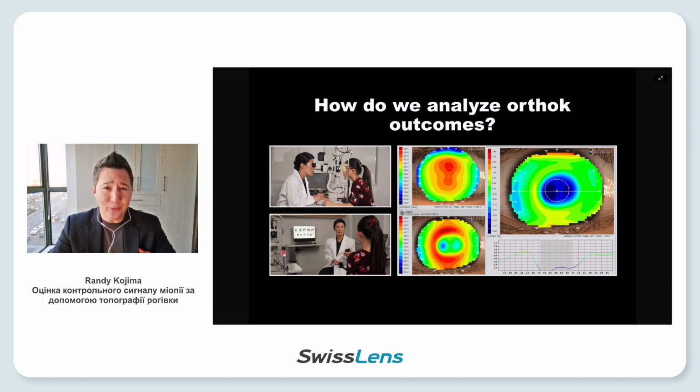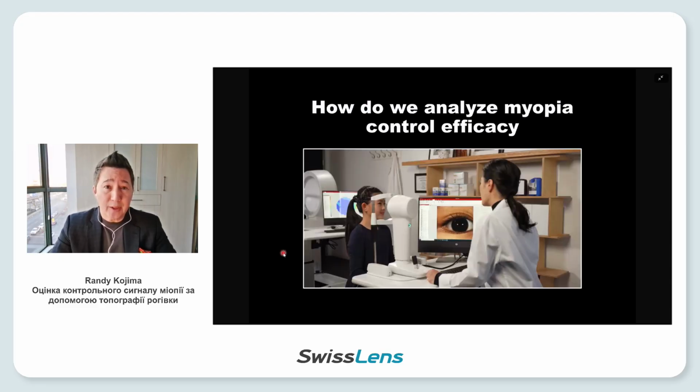Of course, we know that we check the slit lamp signs, we check the corneal health, we check the visual acuity, and then we do topography. So simple. But how do we check the myopia control efficacy? How do we determine if the lens that we just dispensed is going to produce a signal to slow down eye growth? That's not so simple.